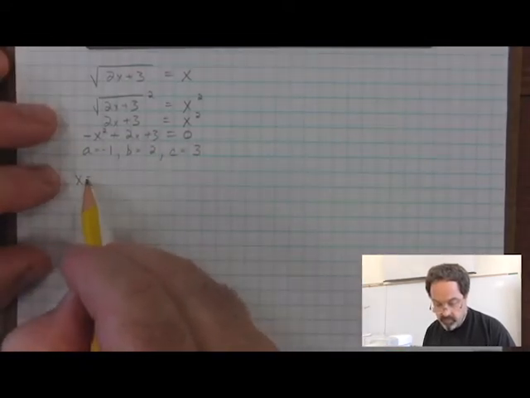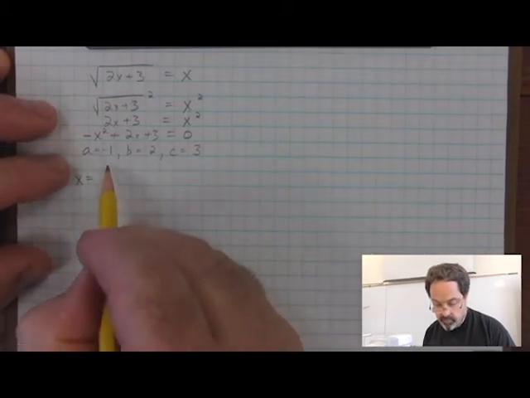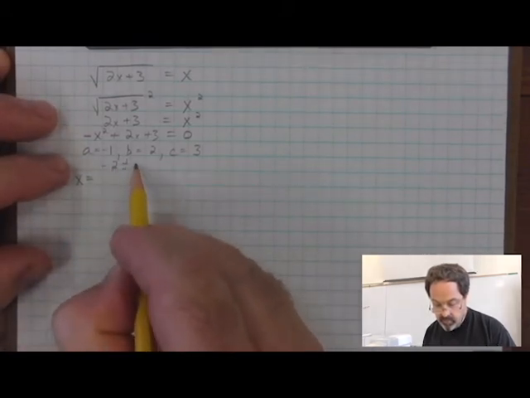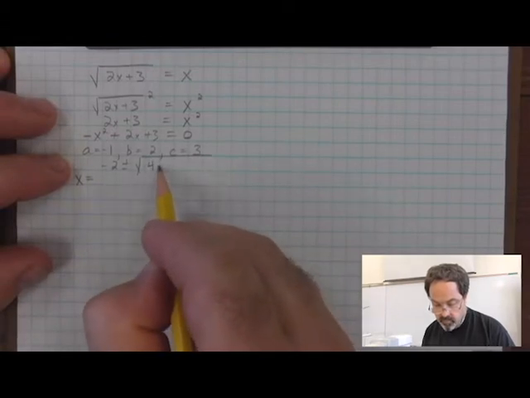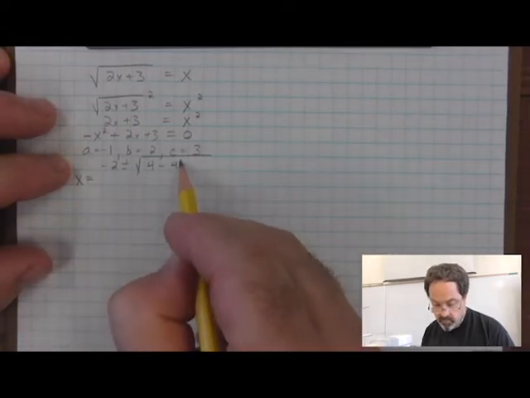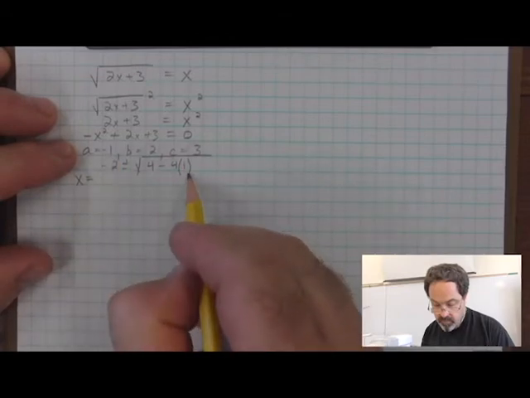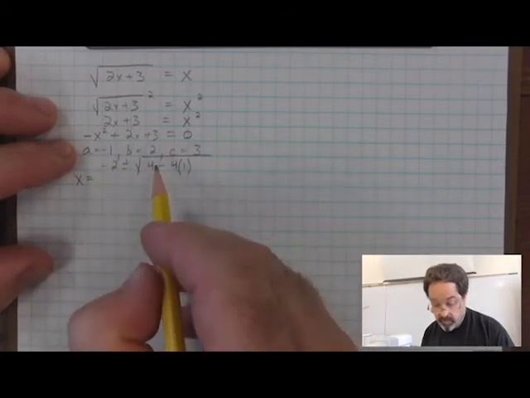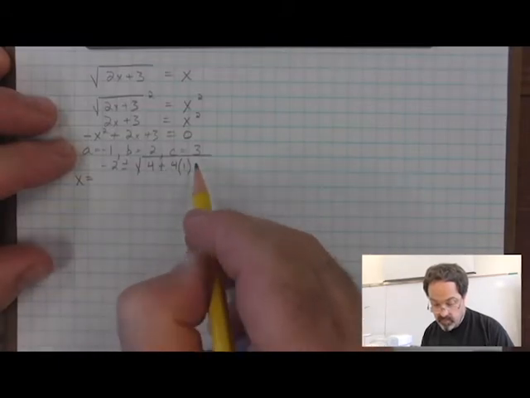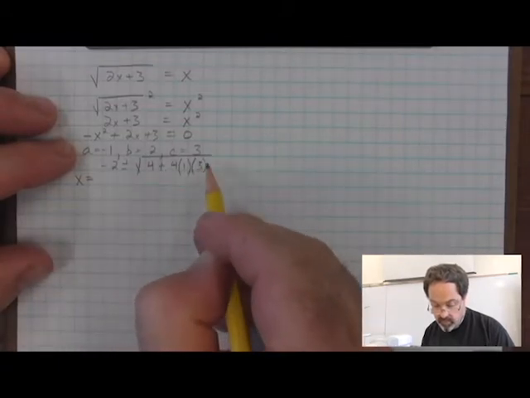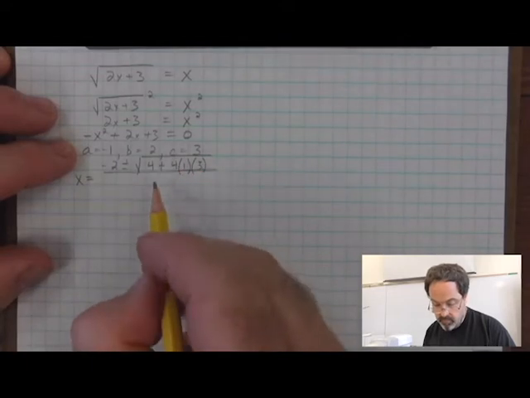Using the quadratic formula, x will be equal to -b plus and minus the square root of b squared, or 4, minus 4 times the value of a, which is 1, and I'm going to account for the fact that it's negative by changing the sign out front to positive, times c, all over 2a.